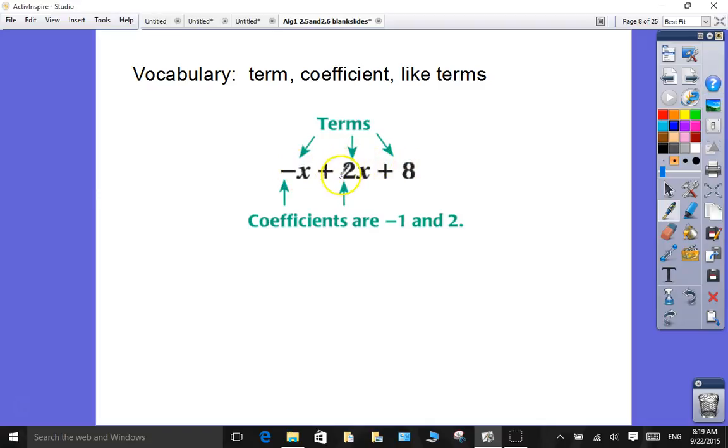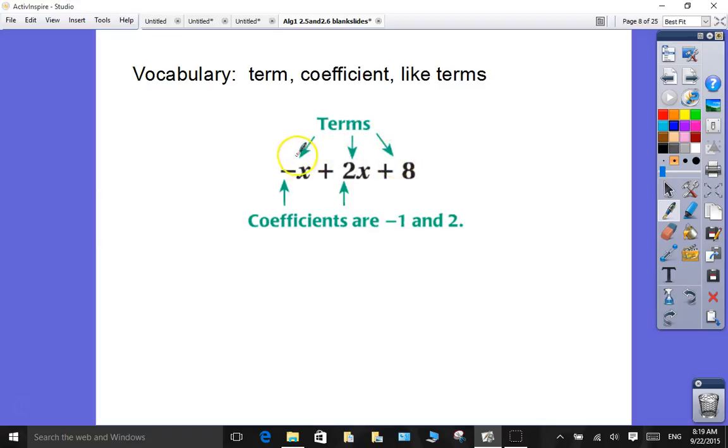When you look at something like 2x, that's not 2 terms. That's 2 factors in 1 term. So if you see a plus for addition or a minus for subtraction, then you say, okay, that's separating it into different terms. 1, 2, 3.